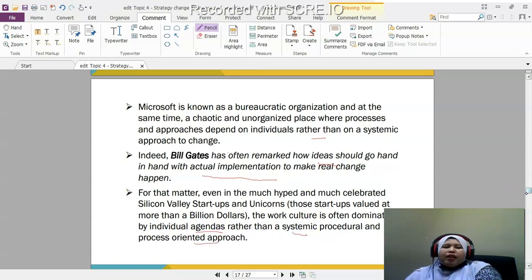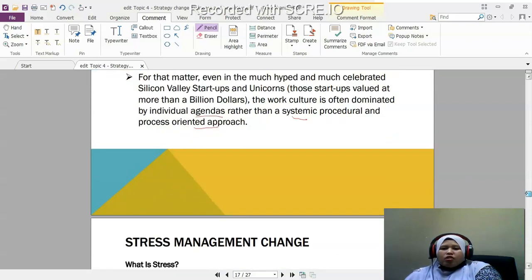Okay, if you compare small businesses and other well-known businesses, they are also facing the same thing, that is resistance to change.